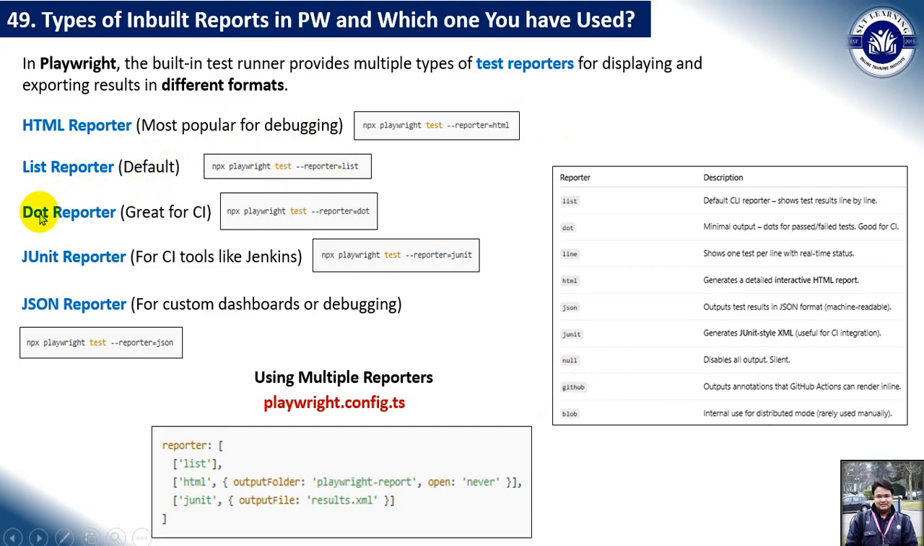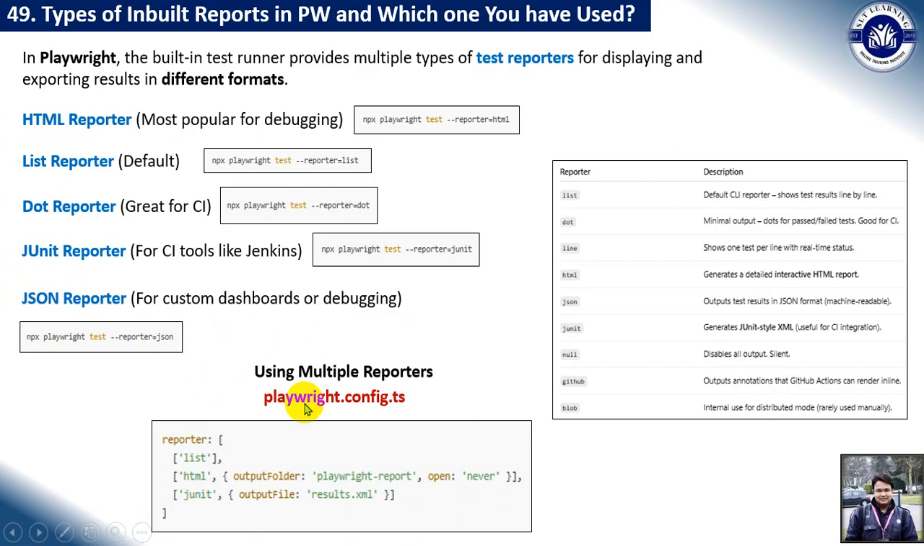Then the dot reporter will give you the report like a command line output. Then there are the JUnit reporter and the JSON reporter, which you can use to create a custom dashboard for debugging. You can also pass it as a command, npx playwright test with --reporter=json, or you can configure those things in your config file as well, which will be useful to generate this information.